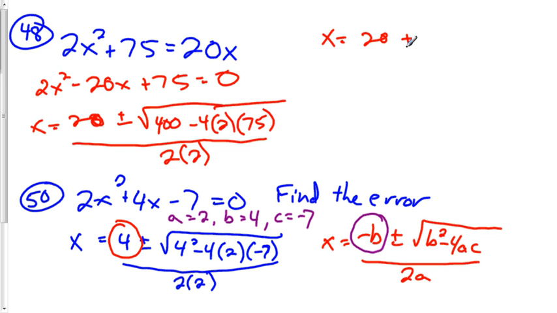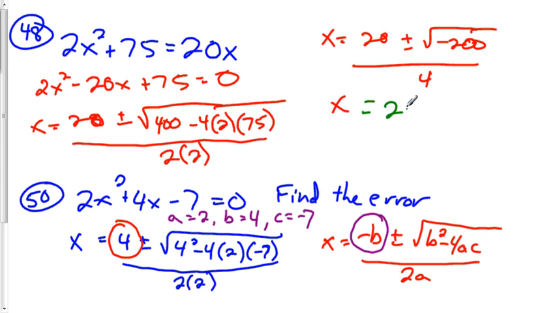So 20 plus or minus the square root of negative 200. Hopefully someone's checking my math out there. X equals, and what I end up getting is 20 plus or minus. Now this can be broken down into square root of 100, we still have the -1 there, and the 2. So, and where are we? We're on 48, so I'm going to get 10i square root of 2 over 4.